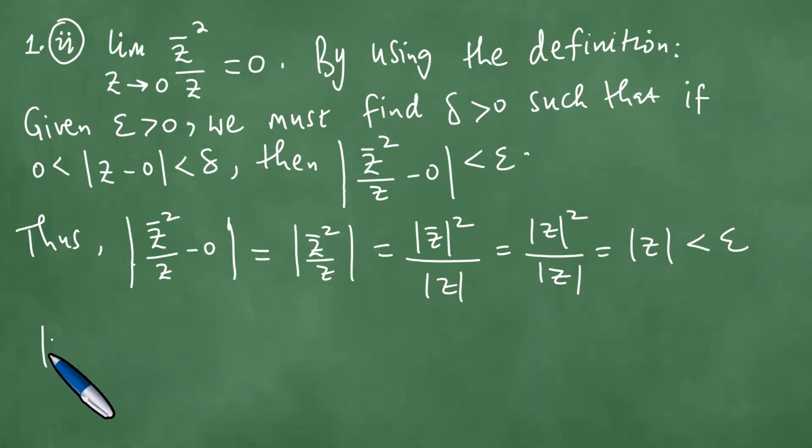Hence, by comparison, because we know that the modulus of z from here is less than delta, the modulus of z is less than epsilon here. Hence, delta equals epsilon. Okay. Proceed to look at the next one.